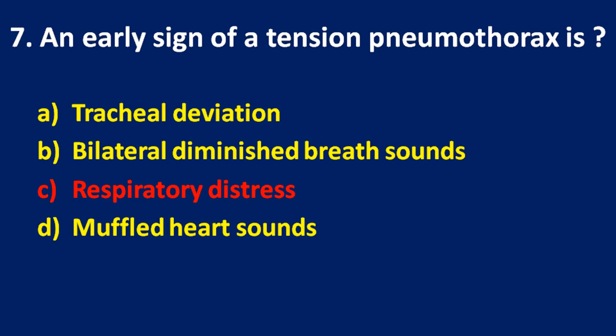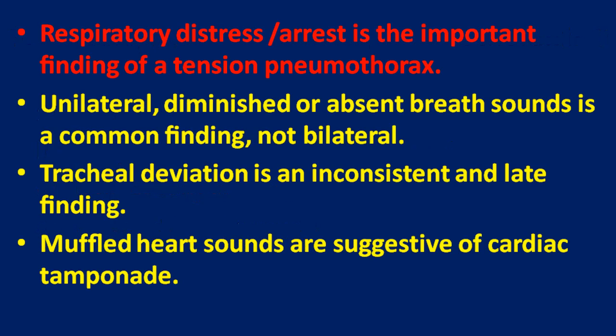Respiratory distress. Respiratory distress or arrest is the important finding of a tension pneumothorax. Unilateral diminished or absent breath sound is a common finding, not bilateral. Tracheal deviation is an inconsistent and late finding. Muffled heart sounds are suggestive of cardiac tamponade.